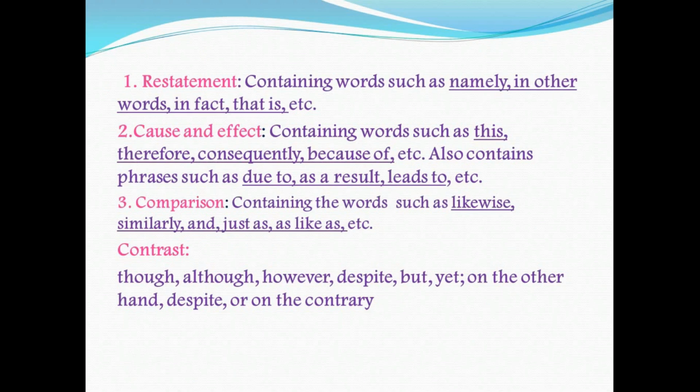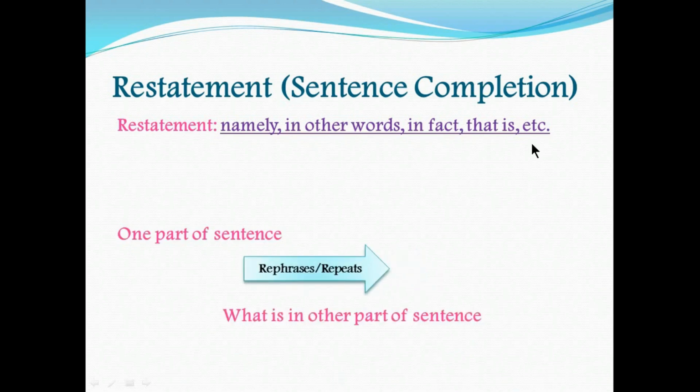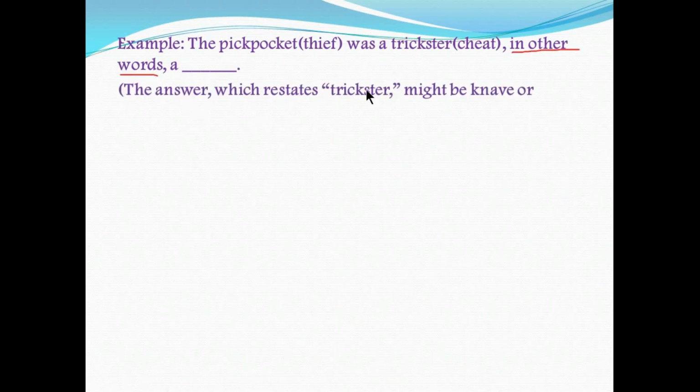Sentence completion could be of four types: restatement, cause and effect, comparison, and contrast. Let's discuss all these in detail. First type is restatement. Restatement contains words like namely, in other words, in fact, that is, etc. So here basically you are relating one part of the sentence, rephrasing it or repeating it with the other part of the sentence. For example, the thief was a trickster, that means cheat or fraud. In other words, now in other words is the restatement word. So the answer could be trickster, that could be knave or scoundrel, it means villain.